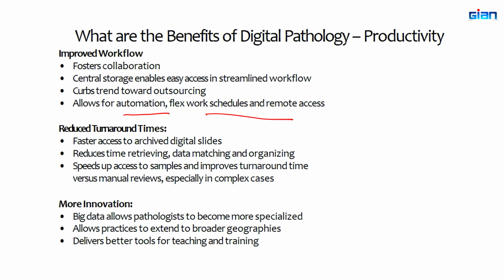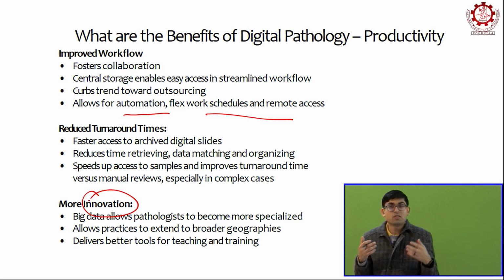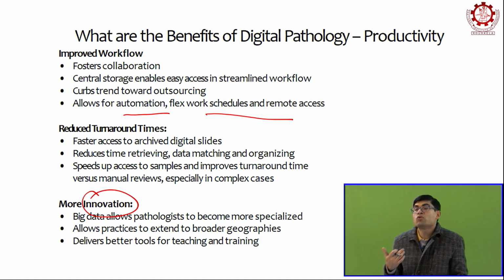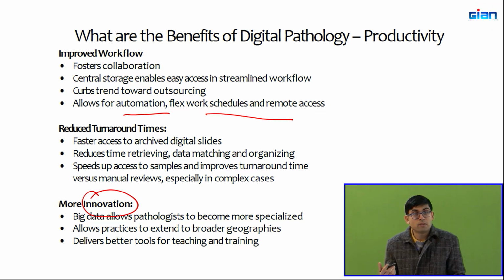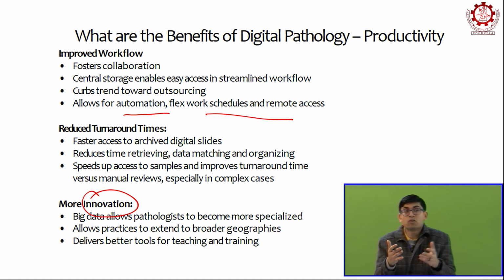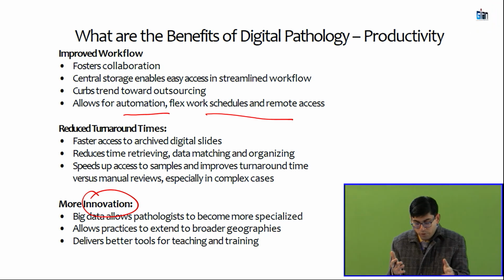And where it becomes very important for us is innovation. Eventually this is big data, right? If we can digitize these slides, there's so much data, so much information that we can obtain from these images. So it allows pathologists to become more specialized. Let's say that a pathologist wants to completely focus on prostate cancer, or completely focus on breast cancer. Now with digitization, they can actually spend more time on a particular field. They can spend more time doing research in that particular field, right?